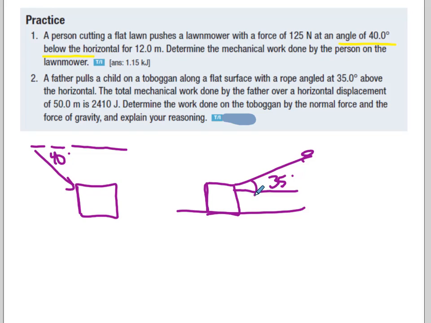Okay, so the work done on the toboggan, that will be your work expression, so that'll be work equals F cos theta delta D. Plug in the information, come up with the numbers. The ones that normally get people are the normal force and the gravity. Remember, those are both at 90 degrees to the displacement. If you take the cos of 90, you'll see it's 0. So neither one of those forces can actually do any mechanical work in this situation. Okay, so the normal force and the force of gravity do zero work.